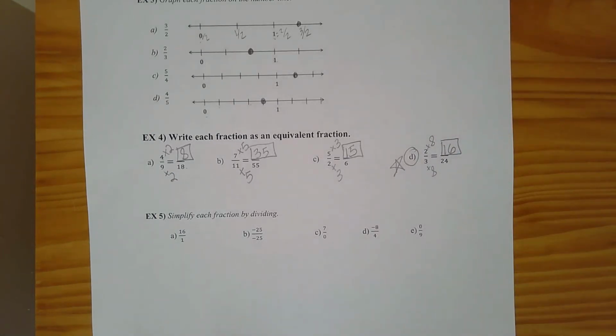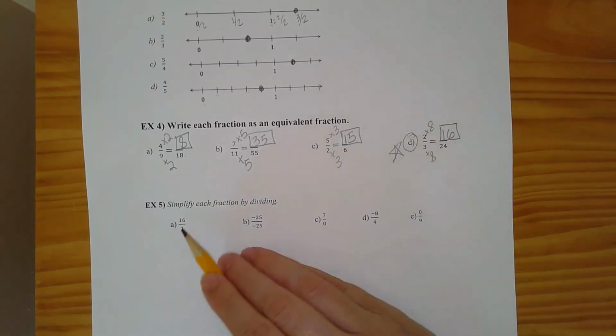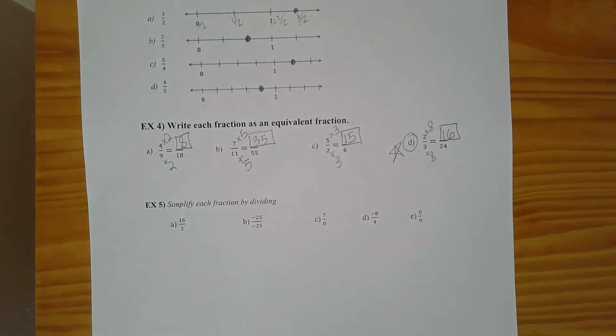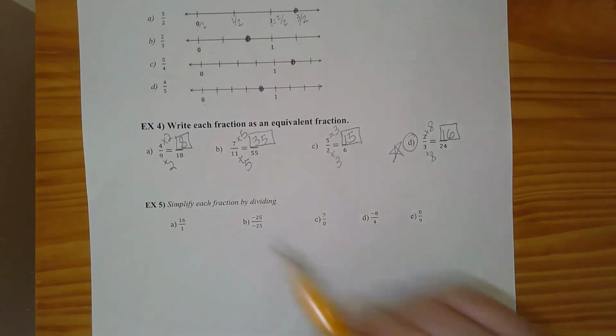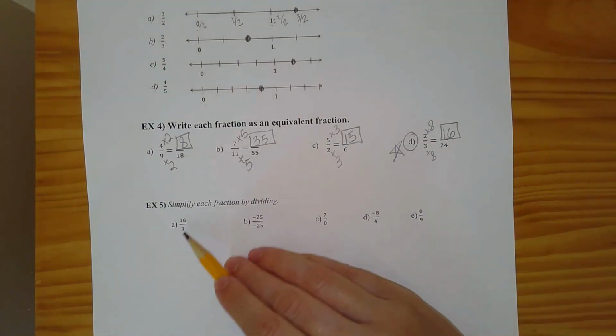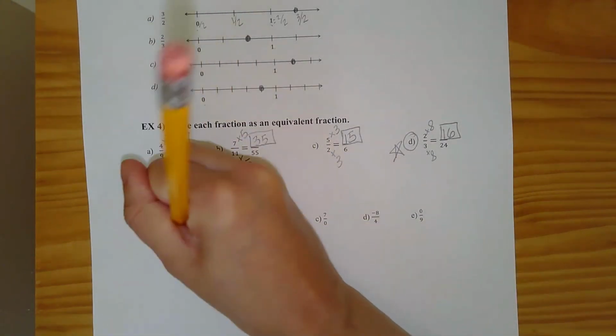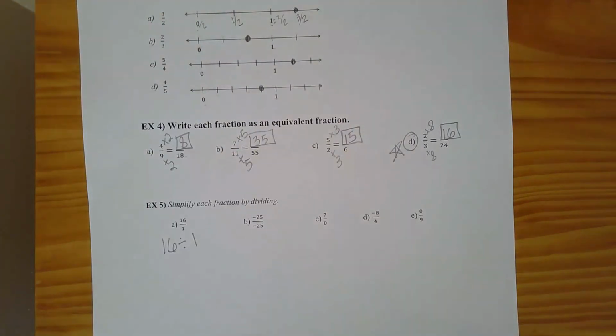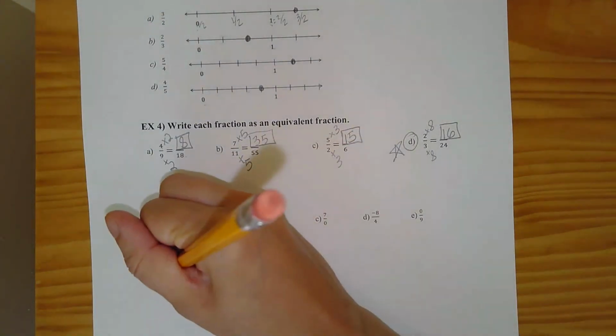Alright, last thing we're going to do is simplify each fraction by dividing. So that little line in the middle of a fraction is also a division line. So you can think about it a number of ways. These fractions, you can think about them visually, you can think about them as a number on the number line, or you can think about them as a division problem. Those are all different ways of looking at a fraction. So in example A, I have 16/1. That's the same thing as 16 divided by 1. And 16 divided by 1 is 16.